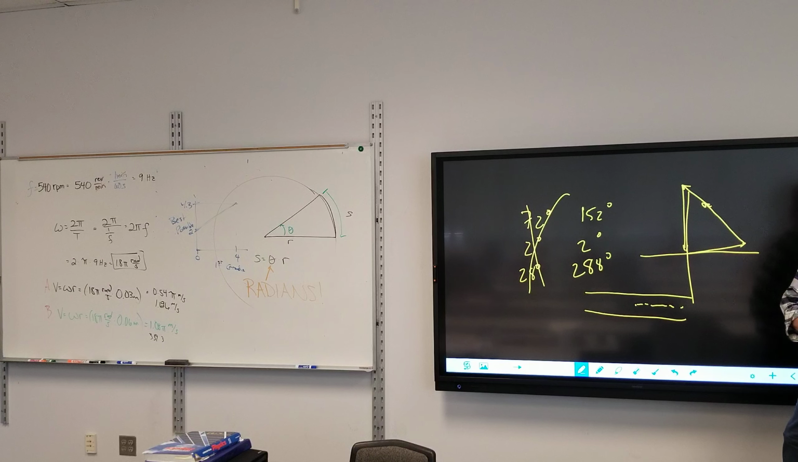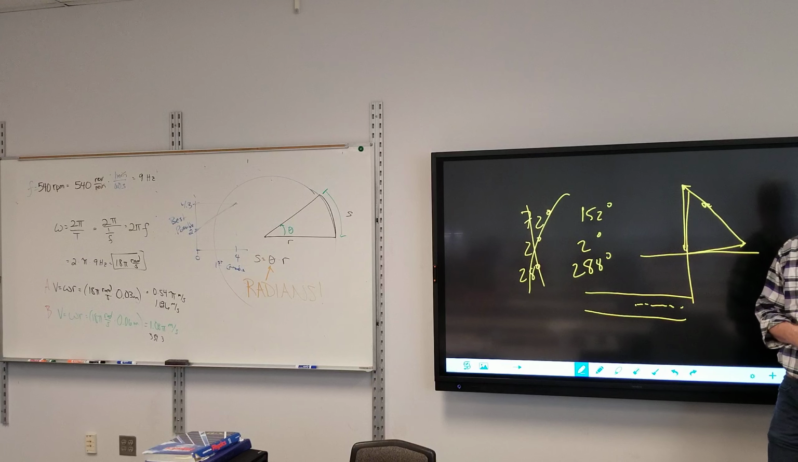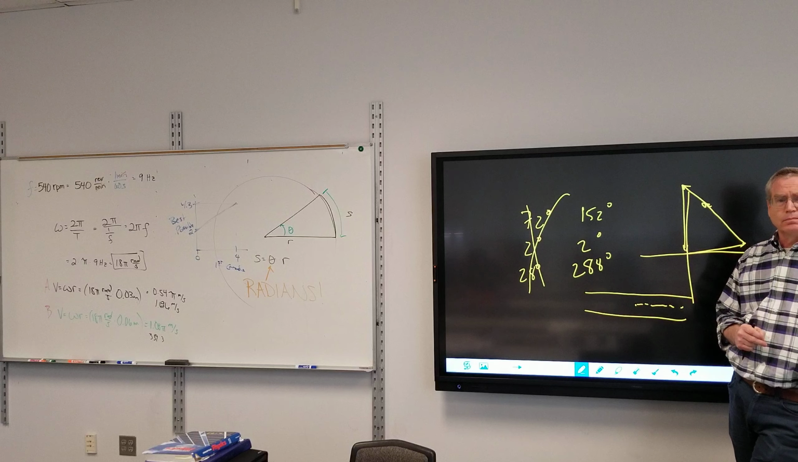Is there any way to borrow a protractor? Yes, yes, just after class. You could also, if you have a printer, use printable protractors. Other questions?